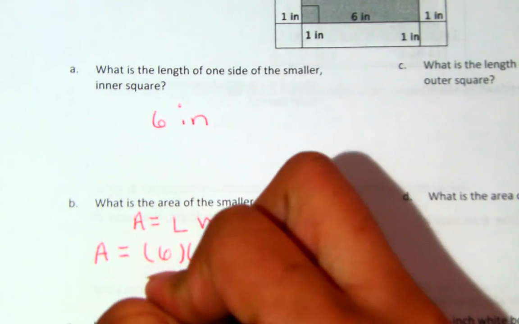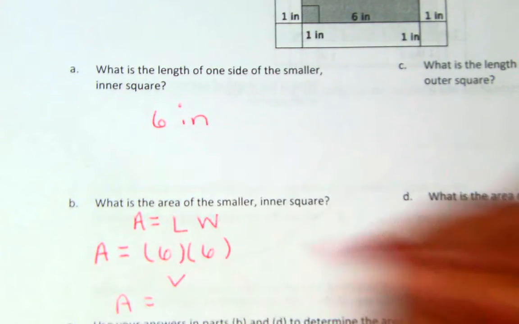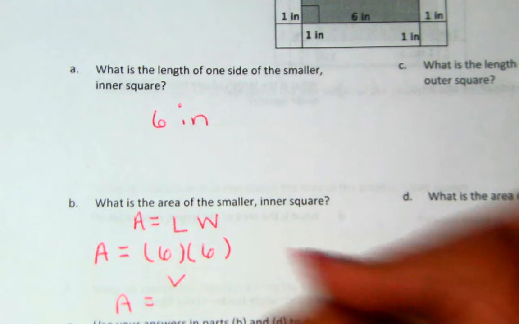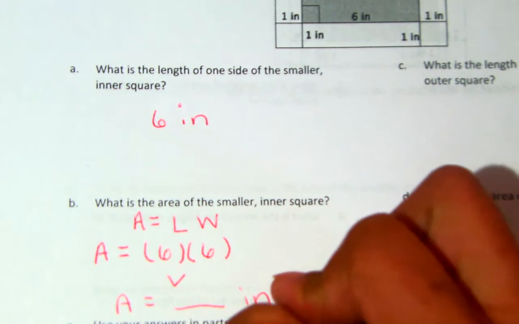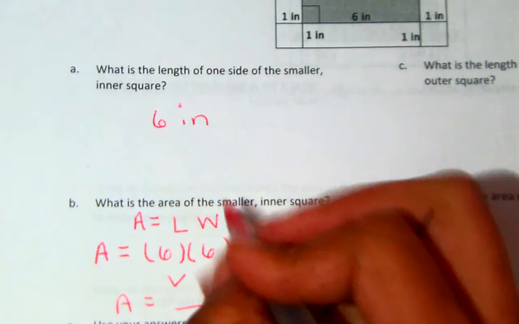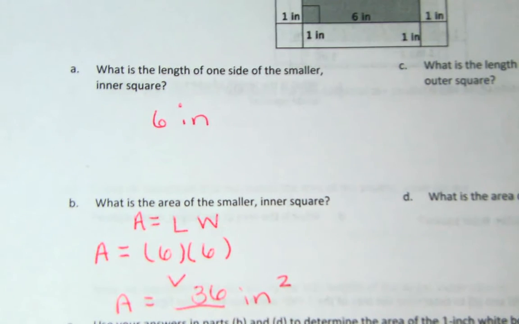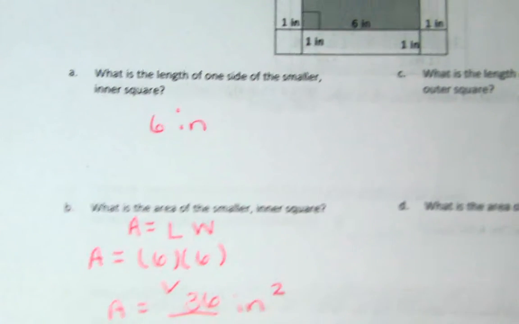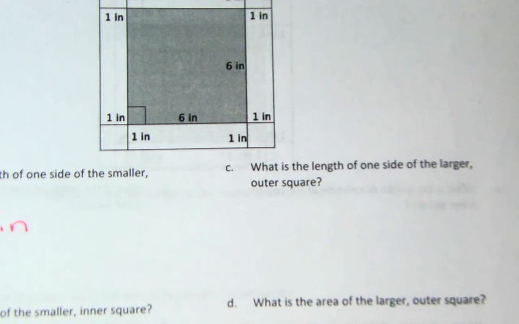Complete the math and answer what's the area for the smaller square. Yeah, the answer for the smaller square is 6 times 6, which is 36 square inches. Let's move on to part C. What is the length of one side of the larger outer square?